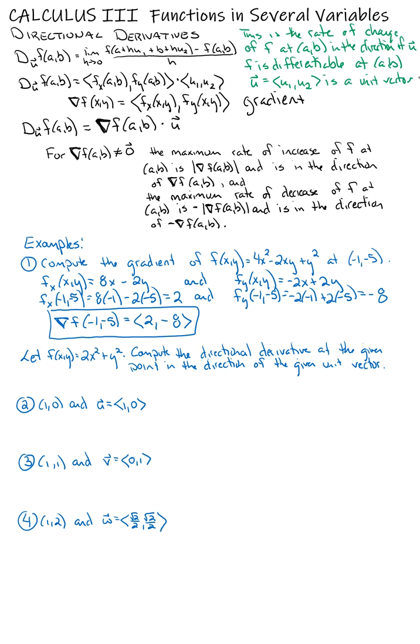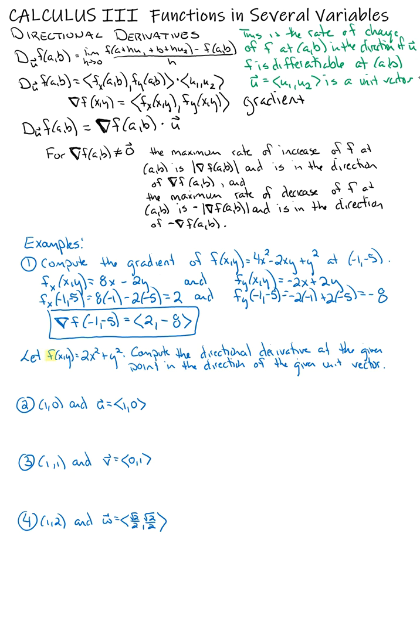For the next few examples, we're going to let f of x, y be 2x squared plus y squared, and we want to compute the directional derivative at the given point in the direction of the given unit vector. So for each one of these, we're given a point and a different unit vector. Notice all of these are on the unit circle. All right, so for each one of these, we will need to determine what the gradient looks like. So let's start with that.